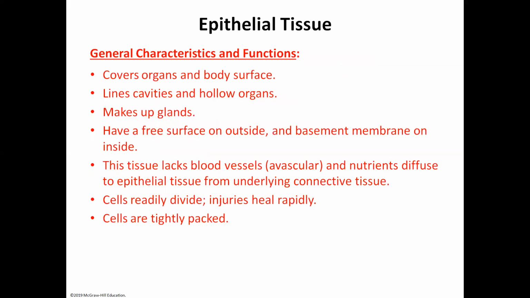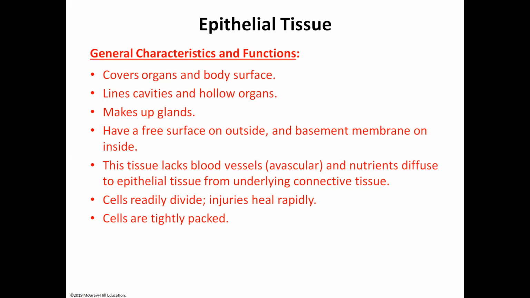All right, so starting with our epithelial tissue, these are the general characteristics and functions. If it's highlighted in red, it's probably something very important that you may be asked about, so I'm going to ask you a lot about epithelial tissue. One thing is that it covers your organs and body surfaces. When we think about our skin, that's composed of epithelial tissue, at least the superficial aspect. It also helps to line cavities as well as our hollow organs. It does make up some of our glands, like our sebaceous glands, which help us to produce oil, or our sweat glands. That's going to be made up of epithelial tissue.